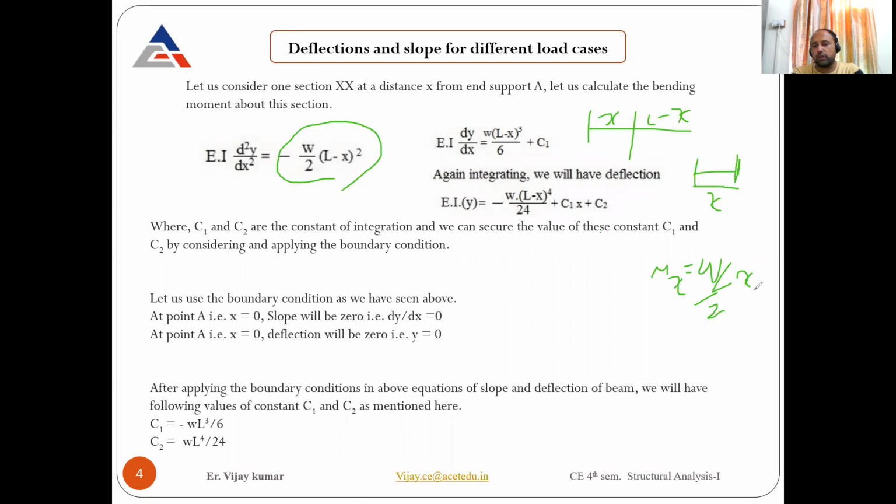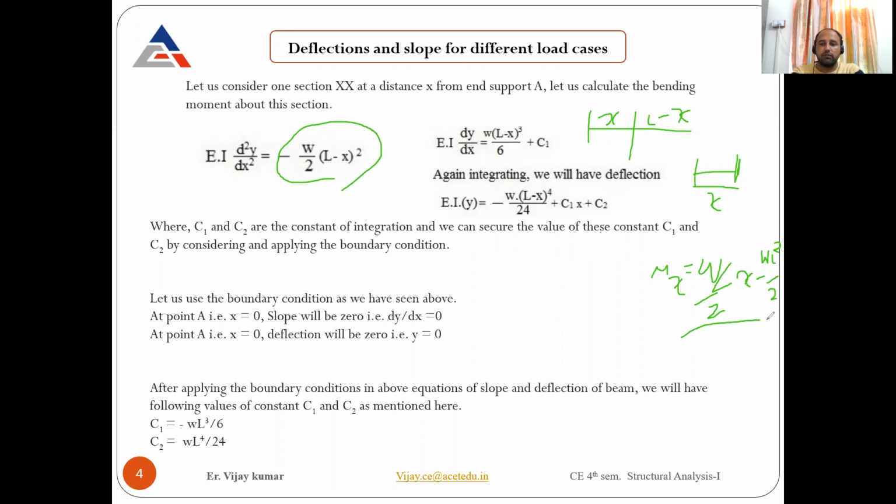WL by 2 into x minus the bending moment. What is the value of this bending moment? That will be W into L, that is a point load acting at the center. What is the distance remaining? WL into L by 2, so WL square by 2. WL square by 2 is the value of the bending moment if you consider from the fixed end.